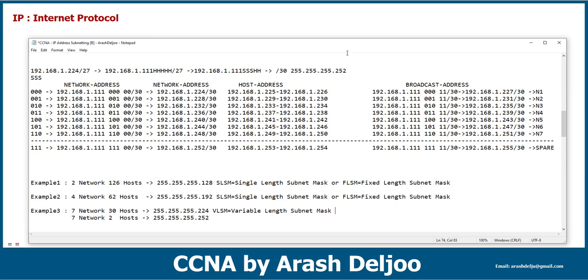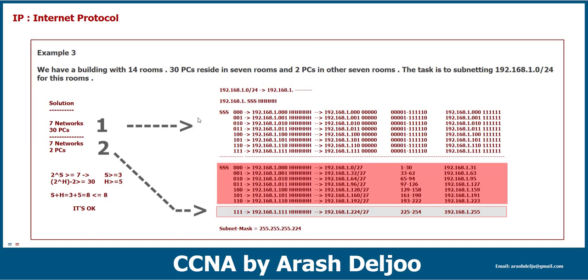Okay, also let me show you the process that we did. Here you can see the process. Here, as you can see, in example 3, we have a building with 14 rooms. As you know, 30 PCs reside in 7 rooms and 2 PCs in the other 7 rooms. The task is to subnet 192.168.10.0/24 for these rooms. Look at here, this is the solution. We have 7 networks with 30 PCs. This is step 1, and step 2 is 7 networks with 2 PCs.